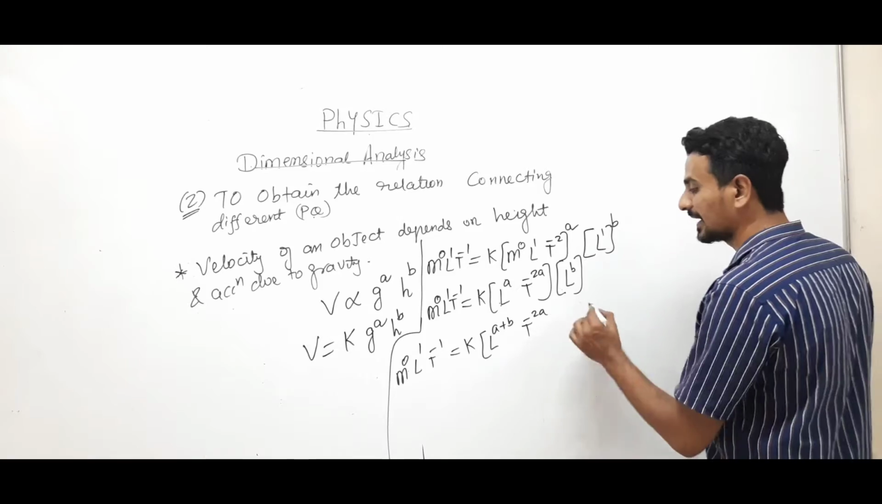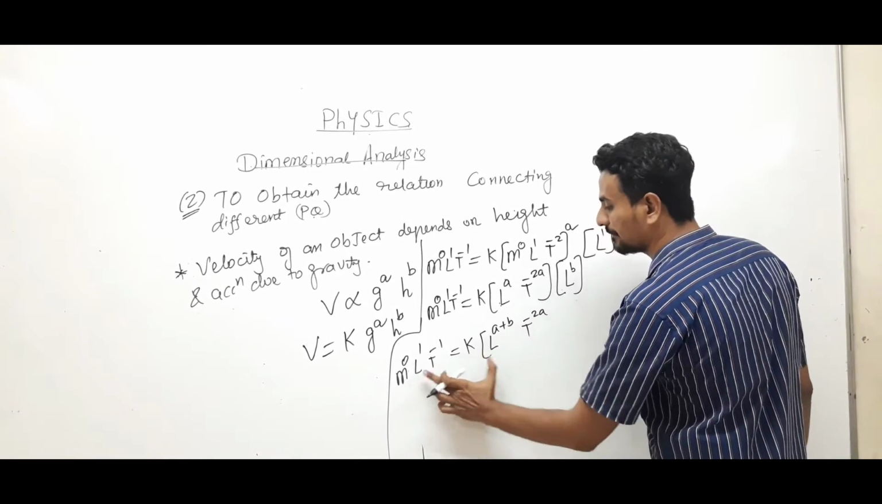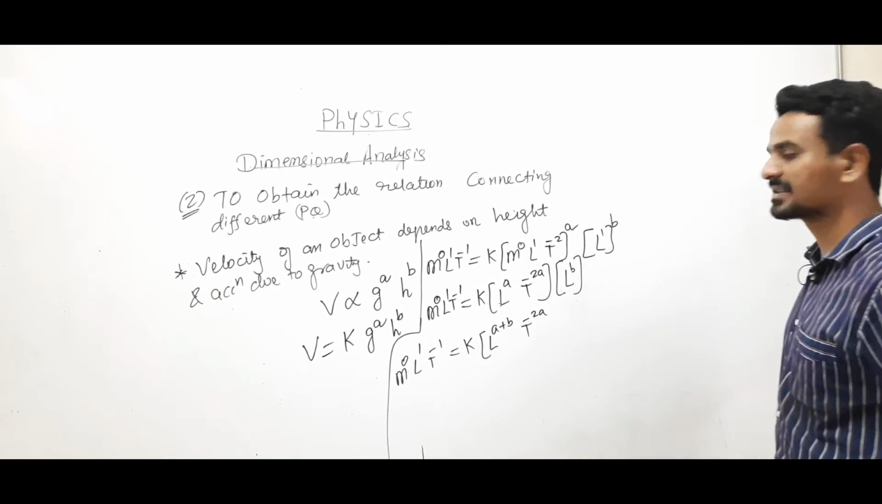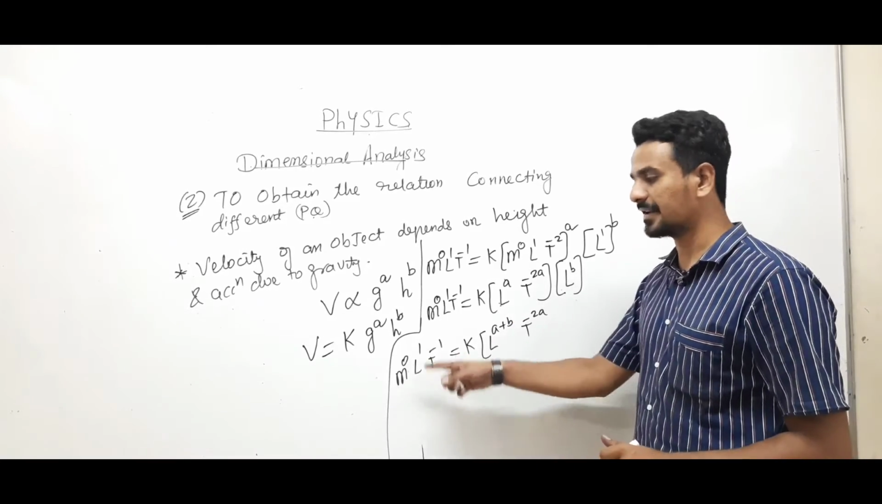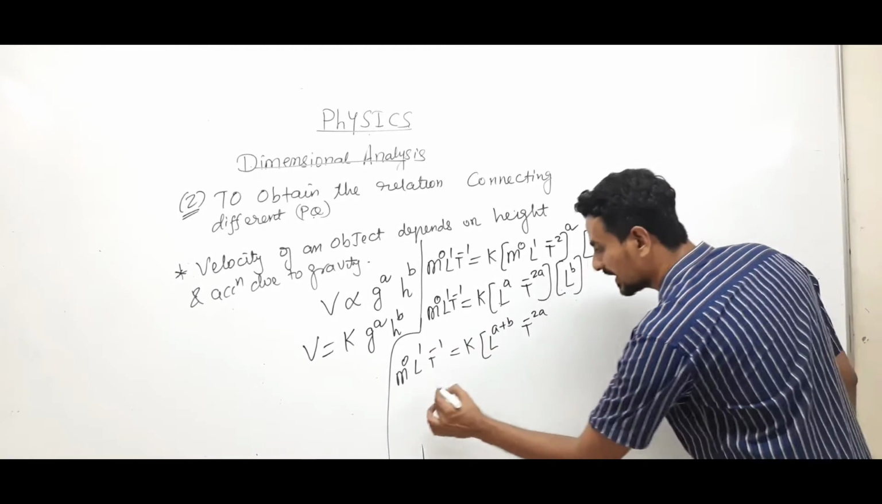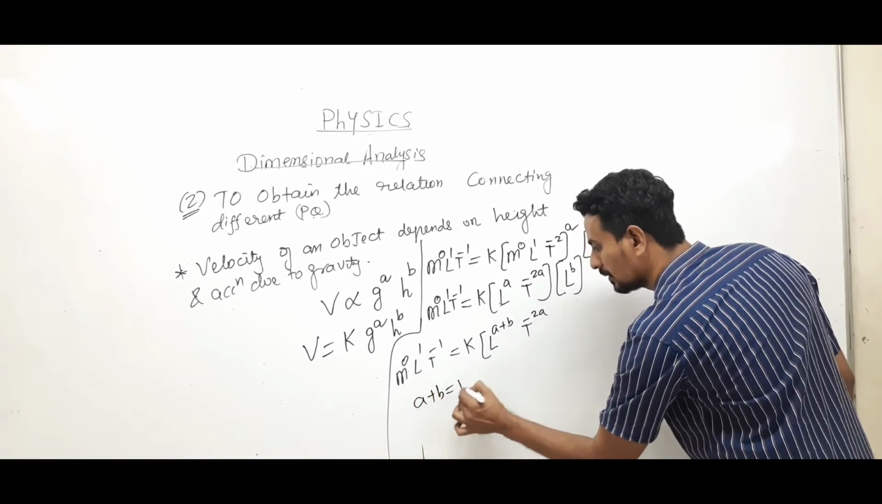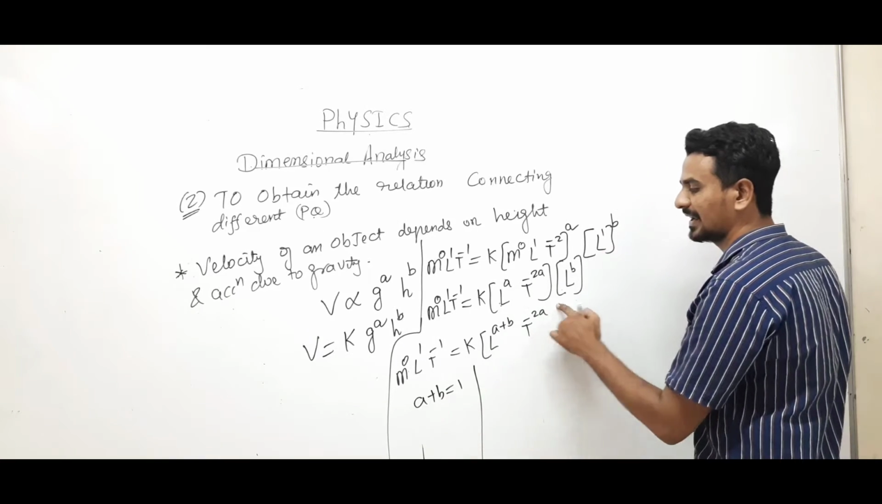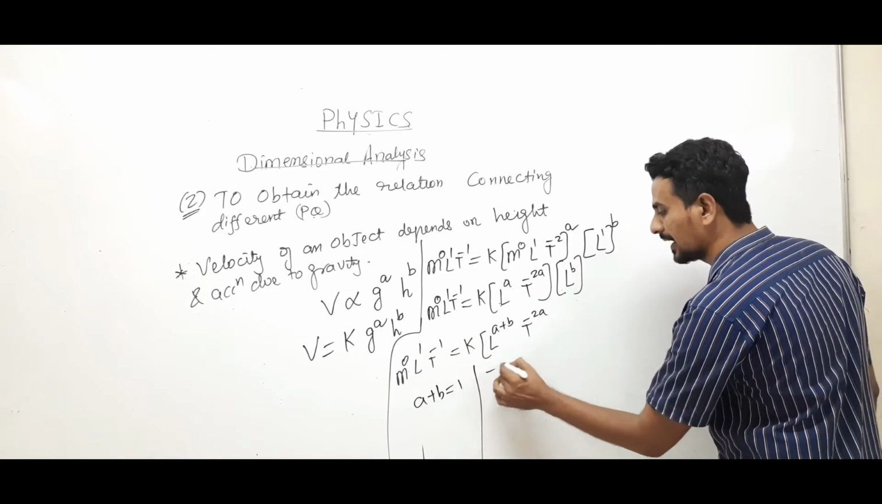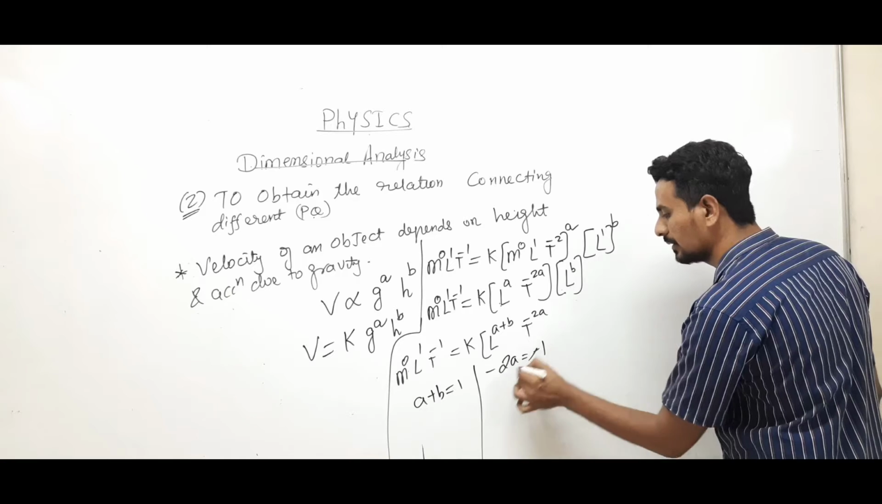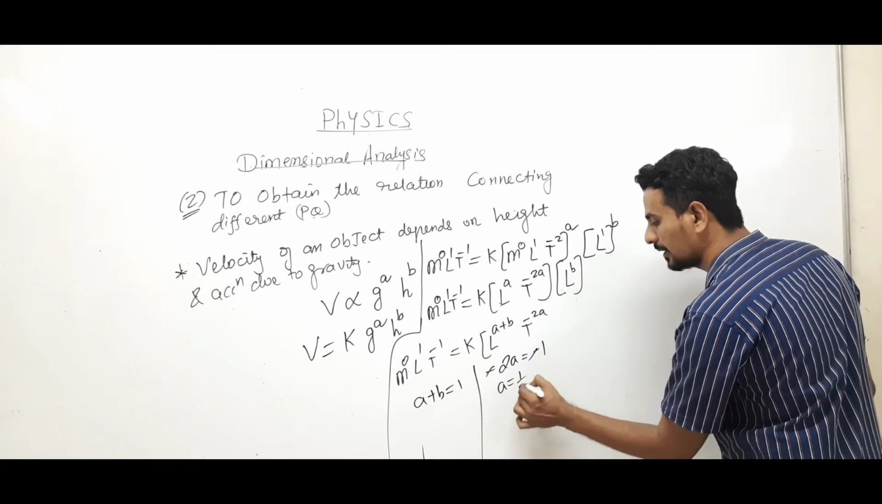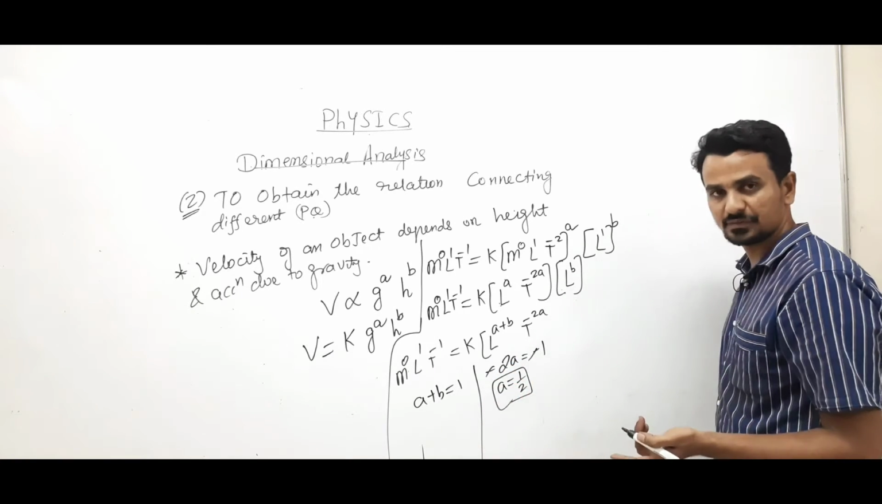Okay, so now we can compare the power from left and right hand side. That means L raised to a plus b and L raised to 1. So we can say that a plus b is 1. Also T raised to minus 2a, T raised to minus 1. So minus 2a is equal to minus 1, a equals 1 by 2. A is 1 by 2.